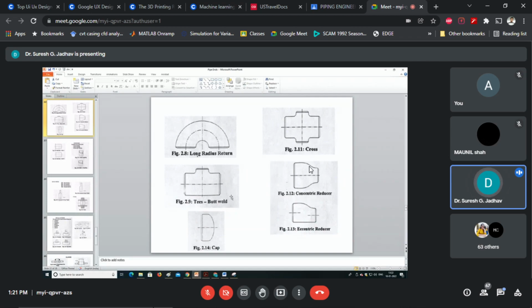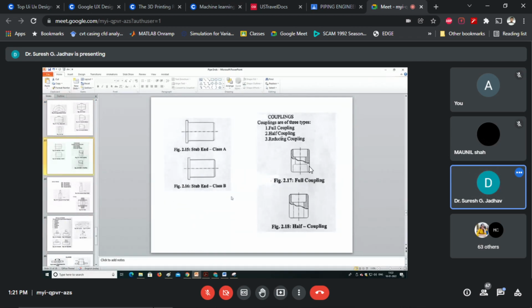And in the next class, we'll see the different kinds of stub ends and couplings. Okay, any doubts, any questions till now?